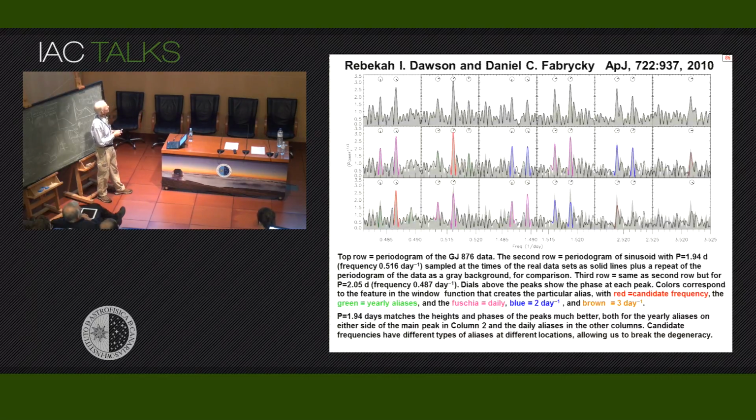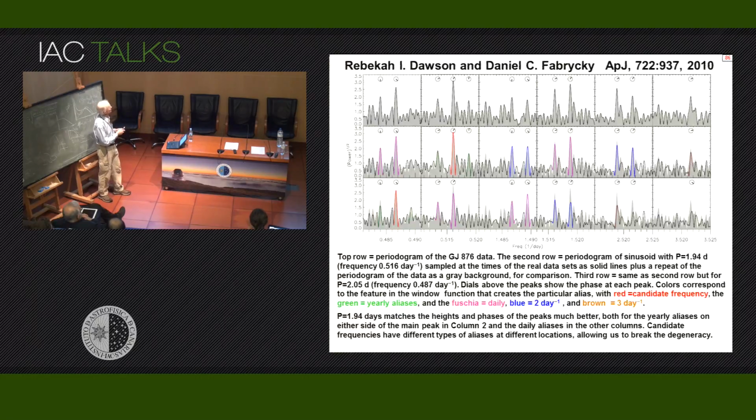And so they took their data, and here's their data here, and transformed it in frequency space, and so you can see these peaks. And this was done using the generalized Lomb-Scargle periodogram. So they display the amplitude of that, and then they have phase for each peak. They calculate the phase as well, and they use this phase dial.